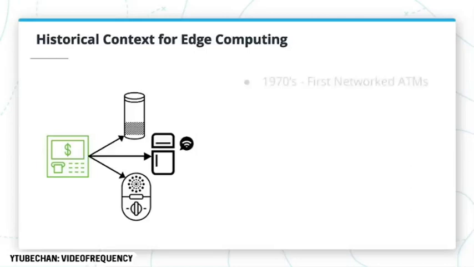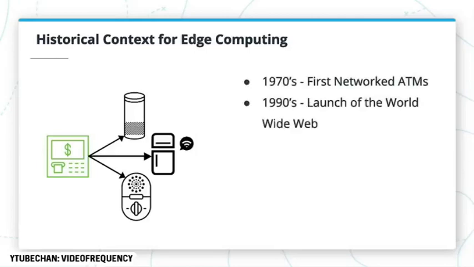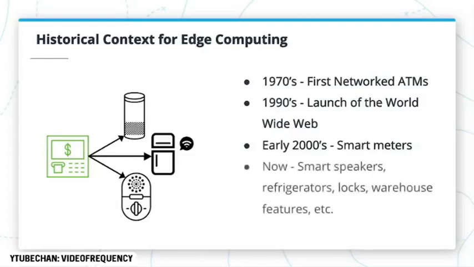You've seen a bit about what the edge is and some example applications at the edge. What about where it came from? From the first network ATMs in the 1970s, to the World Wide Web in the 1990s, and on up to smart meters in the early 2000s, we've come a long way. There are many different devices, such as constantly used devices like your phone, to smart speakers, smart refrigerators, locks, warehouse applications, and more. The Internet of Things pool keeps expanding.